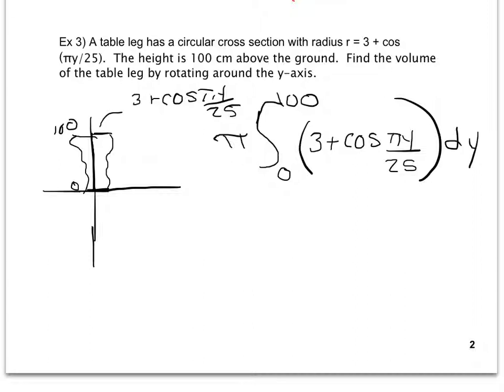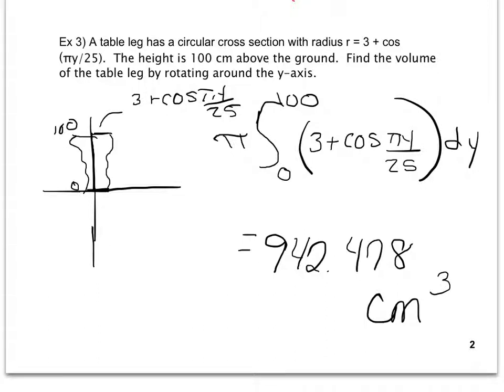From here, again, I have had a lot of practice with integrating, so rather than have to integrate this by hand, I'm just going to put it into my calculator. And when I do, I get about 942.478. And because it told me the units, I'm going to go ahead and say centimeters cubed because it's volume. And that will be the volume of my table leg.